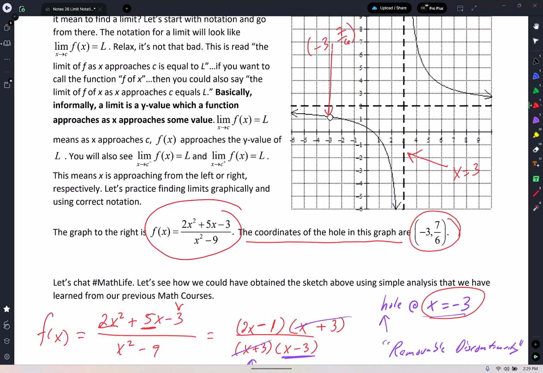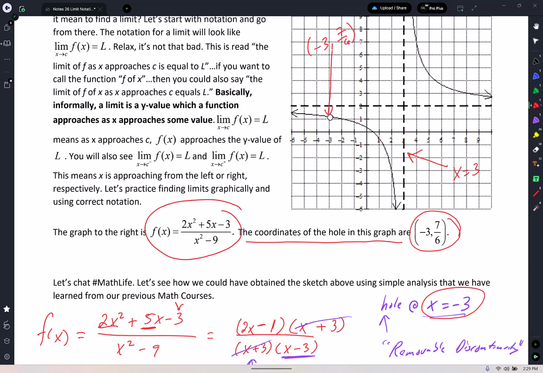So are we looking for the limits or are we looking for the hole? Oh, we haven't even talked about limits yet, so don't worry. We're just talking about how we got all these little features of the graph.